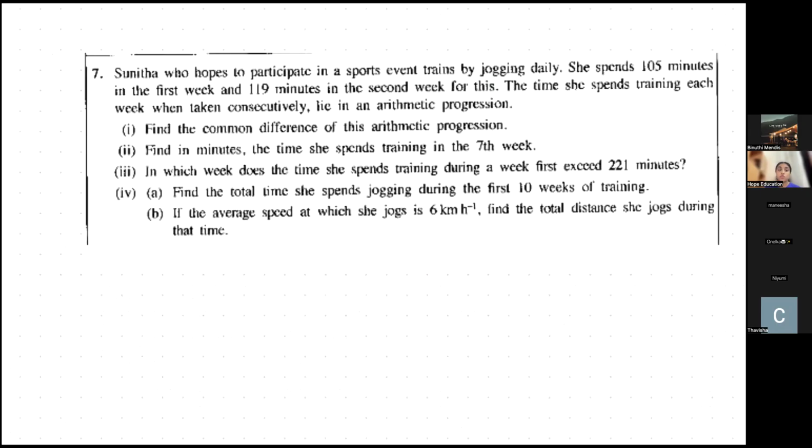Sunita, who hopes to participate in a sports event, trains by jogging daily. She spends 105 minutes in the first week and 119 minutes in the second week for this. The time she spends training each week when taken consecutively lie in an arithmetic progression. Find the common difference of this arithmetic progression.